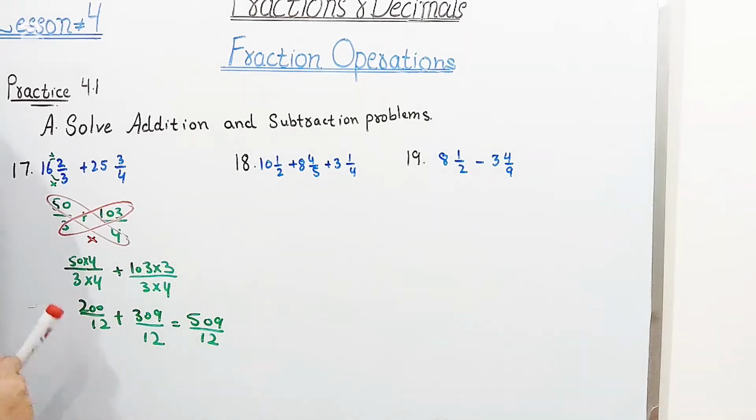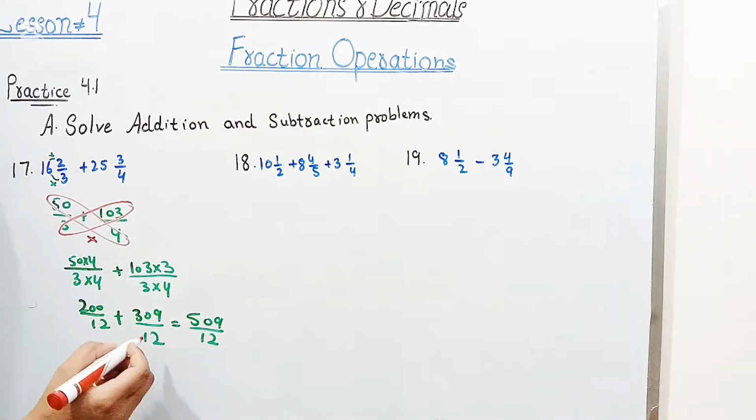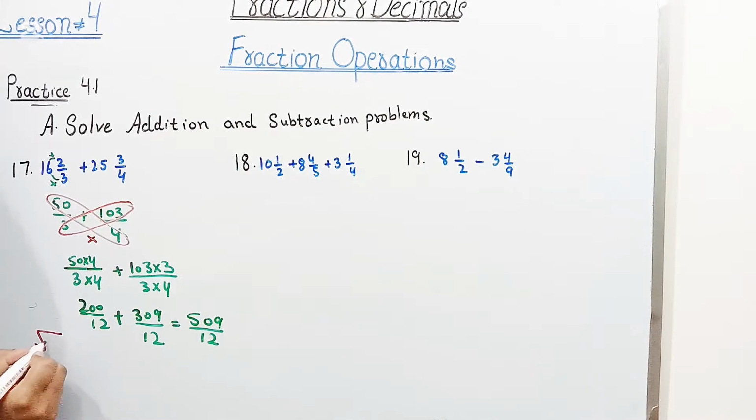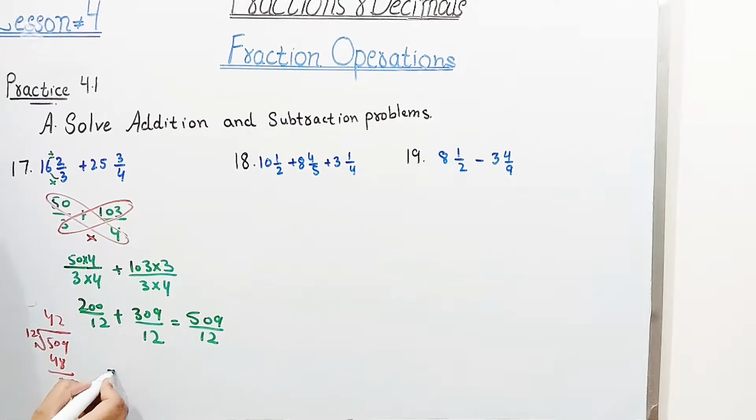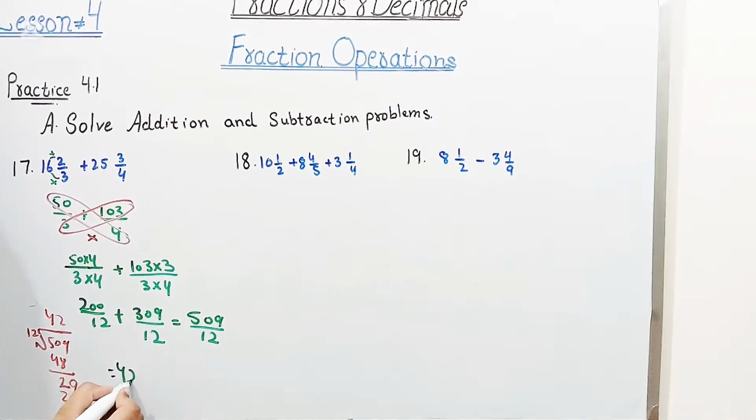So when I divide 509 divided by 12, 12 fours are 48, remainder is 2, 9. 12 twos are 24, remainder is 5. So my final answer is 42 5 over 12.